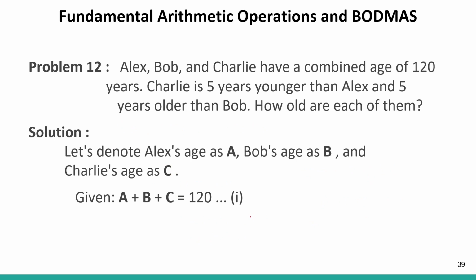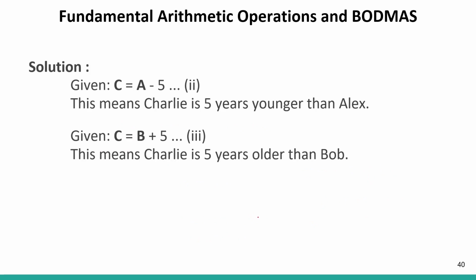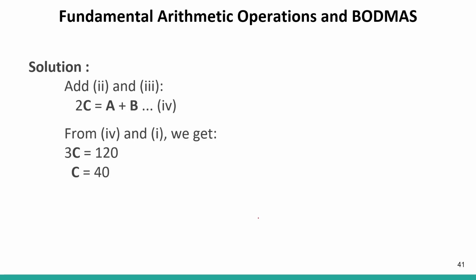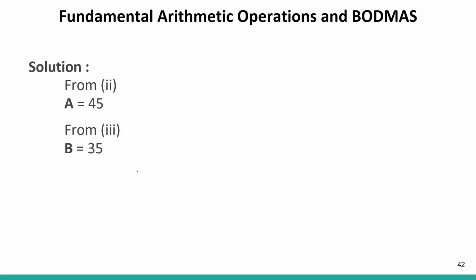So let's see. A plus b plus c is equal to 120. B plus 5, this means Charlie is 5 years older than Bob. So 2c is equal to a plus b. So 3c is equal to 120. This implies that c is equal to 40. So from the second and third relations, what we can say is a is 45, b is 35.